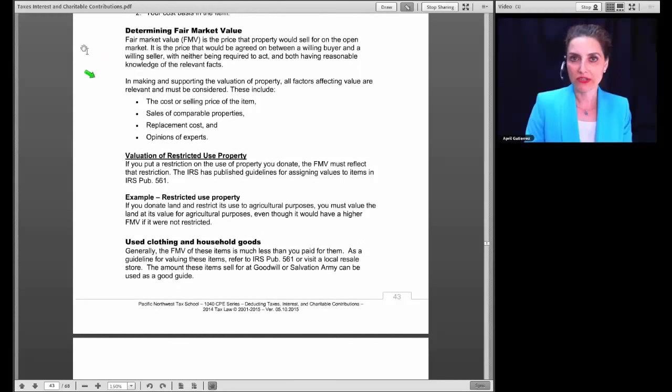So how do you go about determining fair market value? This seems to be the big question that bothers most clients and a lot of tax preparers. How am I supposed to know what it's worth? Well, it's kind of subjective. So there are some systems you can apply to figure out what the fair market value of an item is.